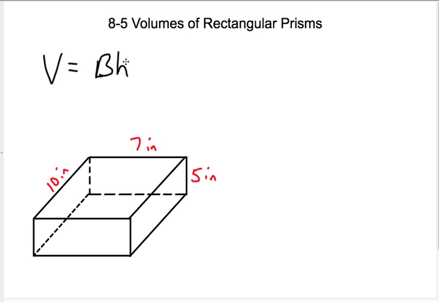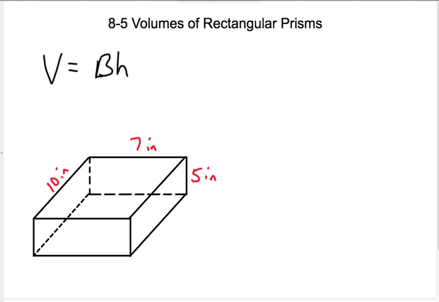The volume of all prisms is going to be V for volume equals B for area of the base times H for height. Now you probably remember the formula for a parallelogram is base times height. In that case we use a little b to represent a one-dimensional distance of base. Big B actually means two dimensions. It's an area, so the area of the base.